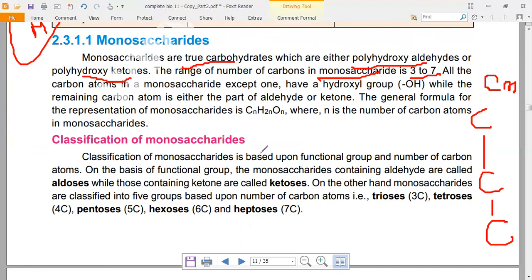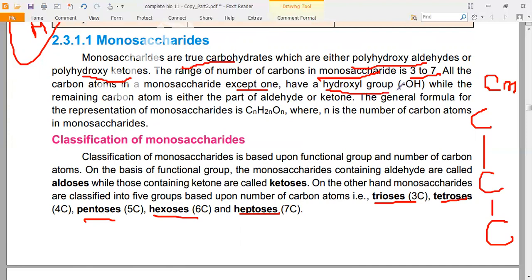If we talk about the classification of monosaccharides, they can be trioses. If they have 4 carbons, tetroses; 5 carbons, pentoses; 6 carbons, hexoses; and 7 carbons, heptoses. All these monosaccharides except one carbon have a hydroxyl group, while the one remaining carbon is either part of an aldehyde or a ketone group. So all have an aldehyde or ketone group. Its general formula is CnH2nOn, or it can be written as (CH2O)n.